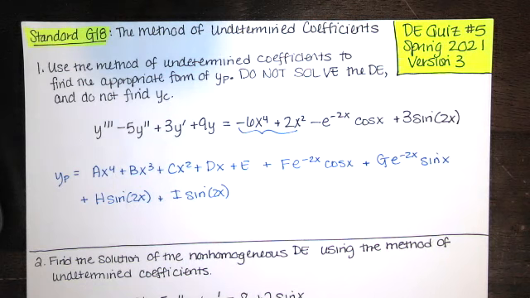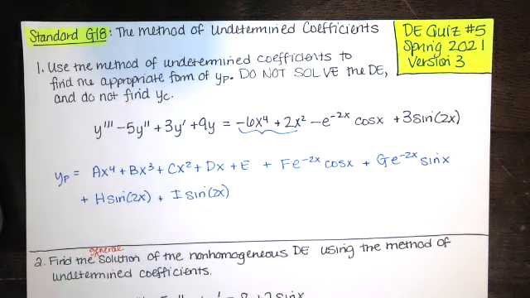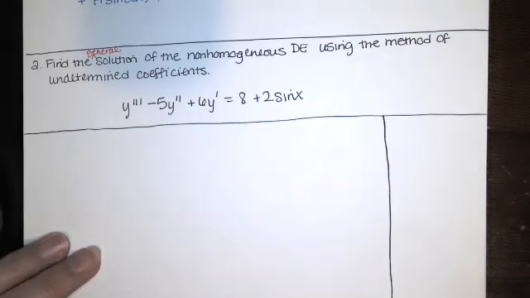Now in problem 2, we're actually asked to solve the differential equation. It says find the solution of the non-homogeneous DE, but I guess we should be more specific. What we really want is a general solution. And we want to use the method of undetermined coefficients.